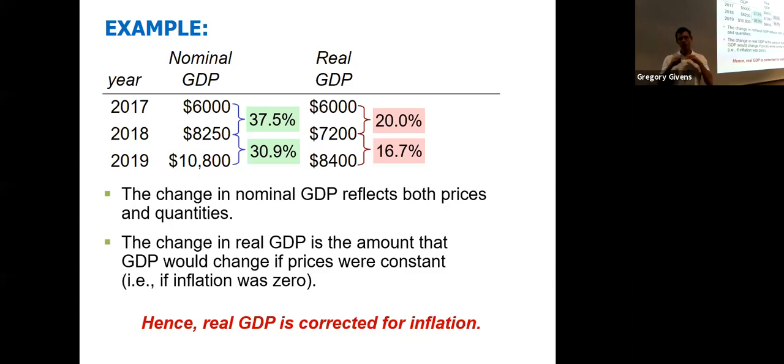So if you want a measure of economic activity that's more reflective of how healthy the overall economy is, real GDP is a much better statistic to look at. It's not polluted or distorted by the effects of price changes over time.